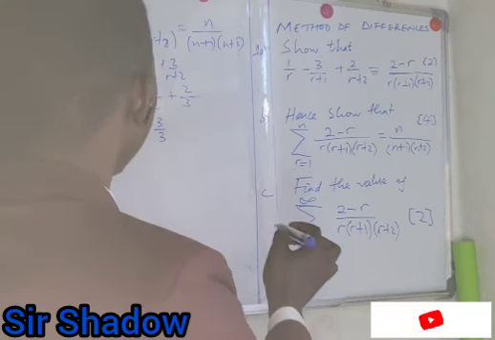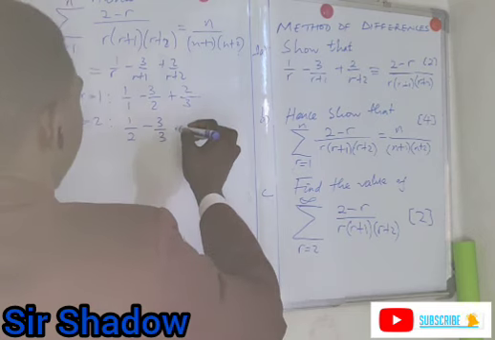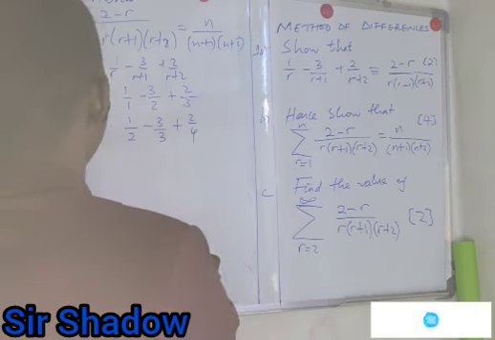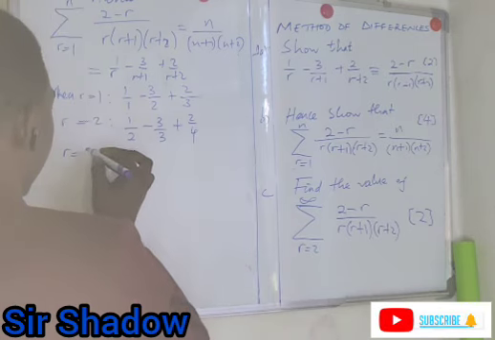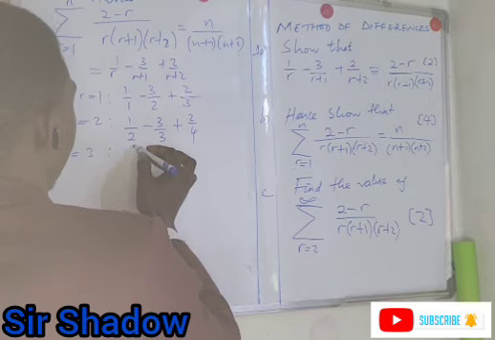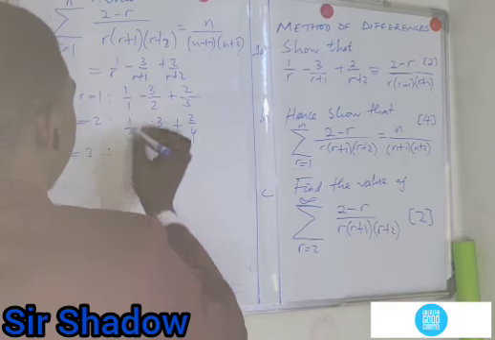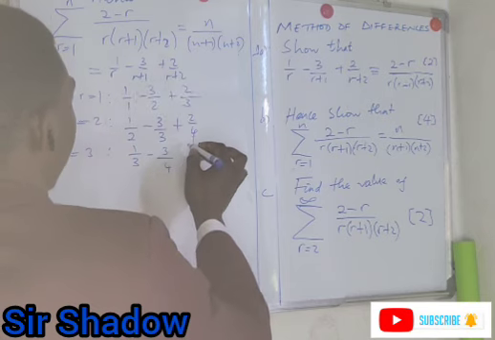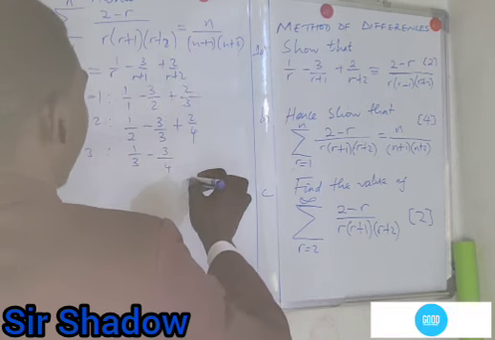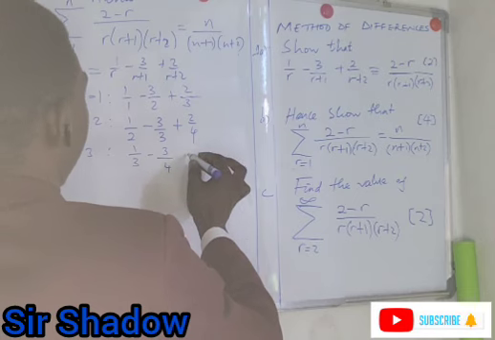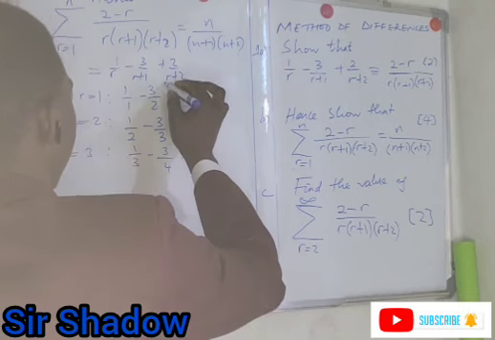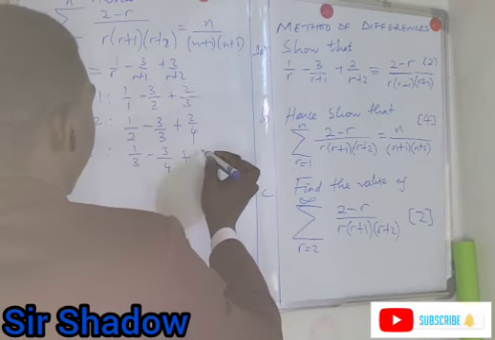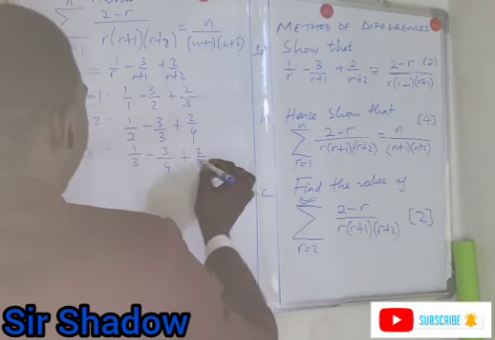3. Then plus, when r is 2, which is 2 over 4. Then when r is equals to 3, which is 1 over 3 minus 3 over when r is 3, then plus when r is 3, it becomes 2 over 5.